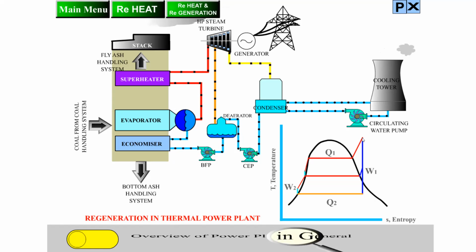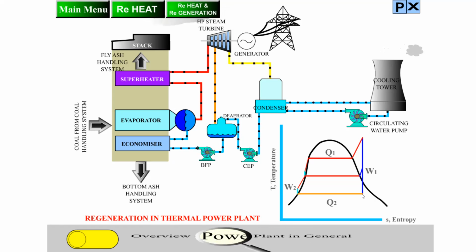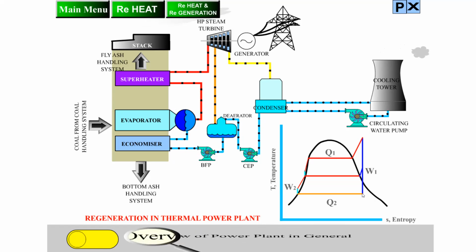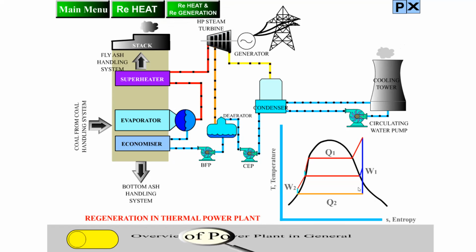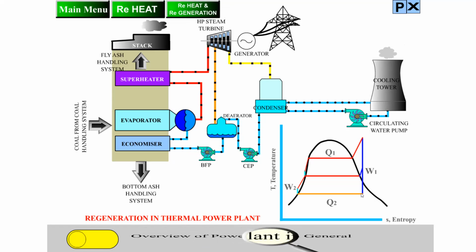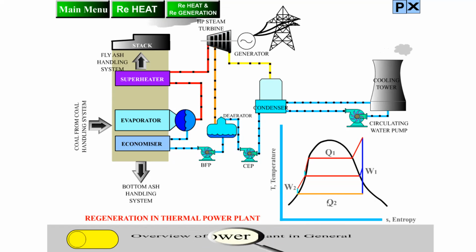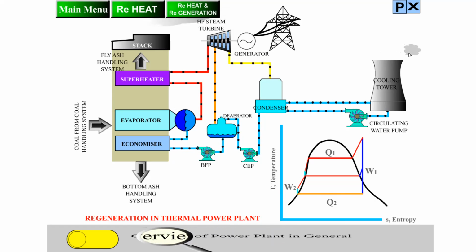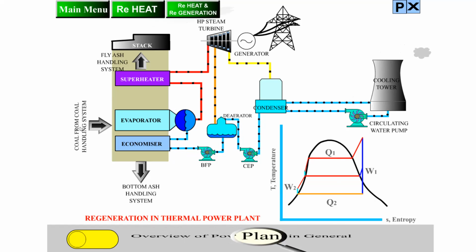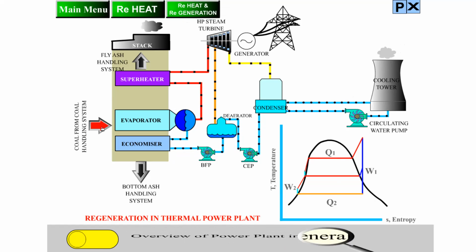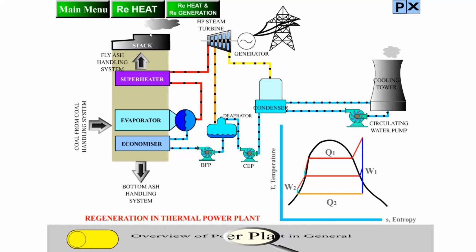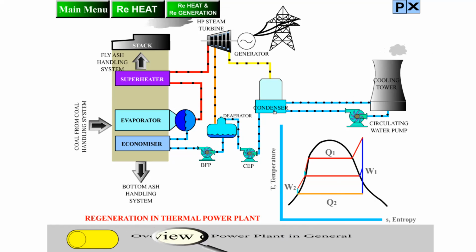Then it is expanded in the turbine, and the work output is W1. Then it is condensed in the condenser, the yellow line, and heat is discharged, that is Q2, in the cooling tower. Q1 is the heat supplied with the help of coal coming from the coal handling plant, and the flue gases are going to the atmosphere.